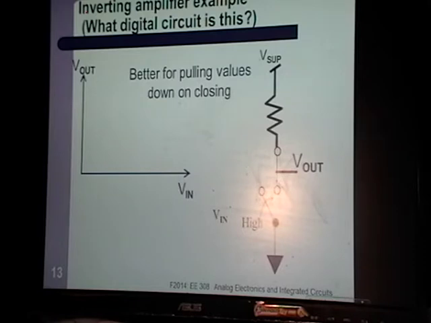So we've already seen this, but one more time, let's review how you can think of this as an inverter. This is the exact same circuit as you saw in 307 for a resistor transistor logic inverter, but in this class it's going to be an amplifier, and there is no difference in the circuit. The only difference is what part of the transfer function we look at.